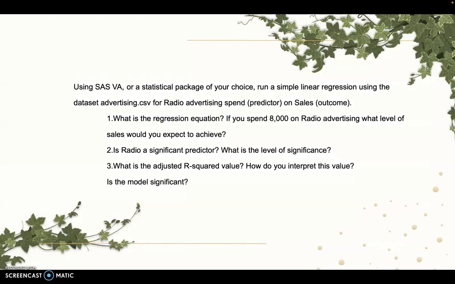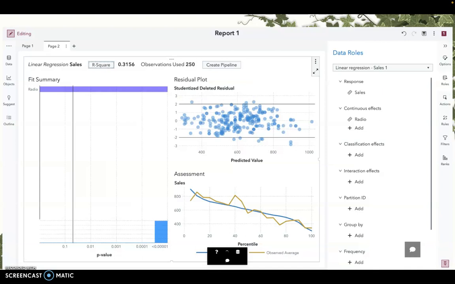In looking back to see if radio is a significant predictor, we see that it is, as our p-value is less than 0.00001.